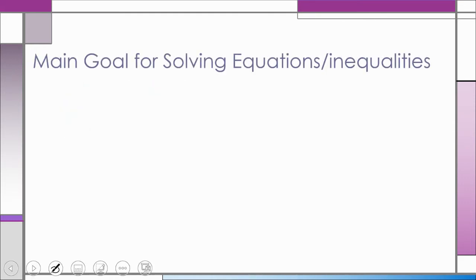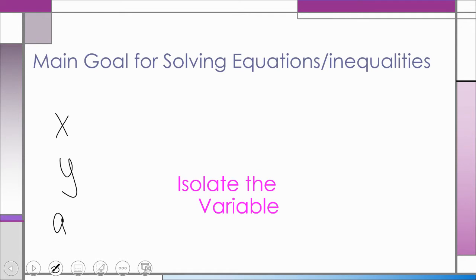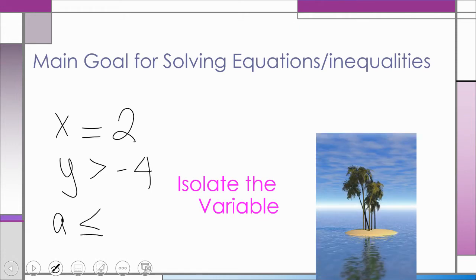Go ahead and start your notes. The main goal for solving an equation or an inequality is to isolate the variable. What we want is we want the variable, whether it be x or y or a, on one side of the inequality or equal sign, and we don't want any numbers there. So we're going to end up with a solution or a number over here. We want to make sure that our variable is all by its lonesome on one side of the inequality or equal sign. So that's what we're looking for at the very end.